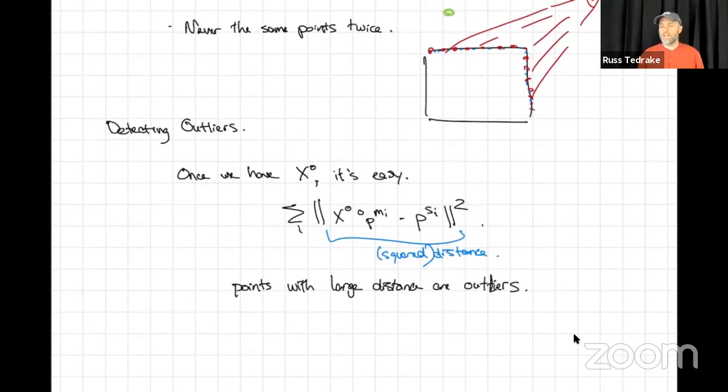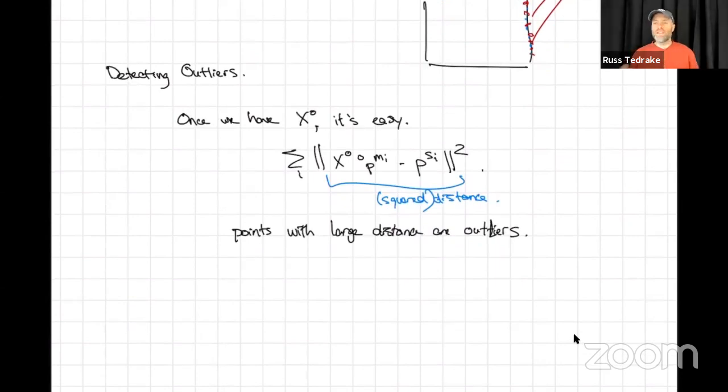The problem is you get into this chicken and the egg problem: you need a good pose estimate in order to have a sense for which ones are the outliers, and you need to get rid of the outliers to get a good estimate of the pose, right? So how do you break that cycle? There's a couple ideas out there for it.